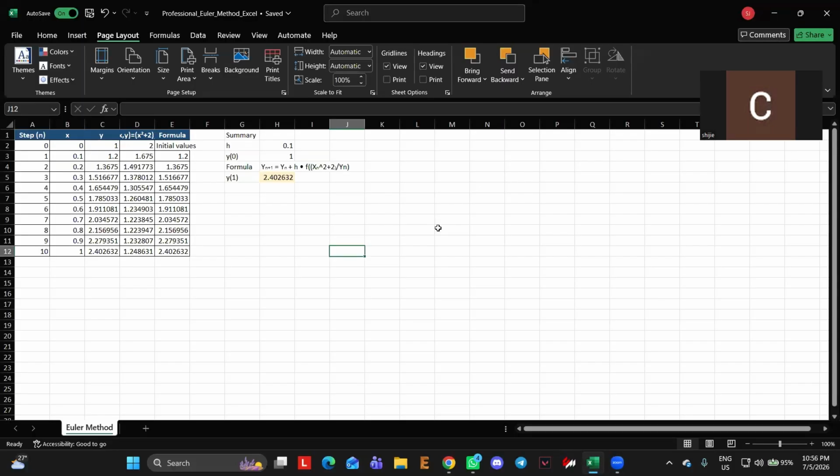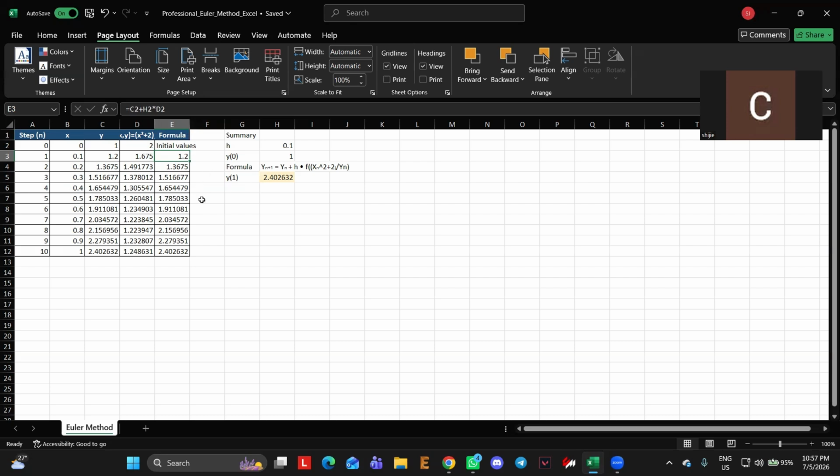The differential equation is dy/dx equals x squared plus 2 over y, where the initial condition is y(0) equals 1, and the step size is h equals 0.1. Column D shows the solution of the derivative, x squared plus 2 over y, which is the gradient. Column E is where the formula is put in place, where yn plus 1 equals yn plus h times f(xn, yn).